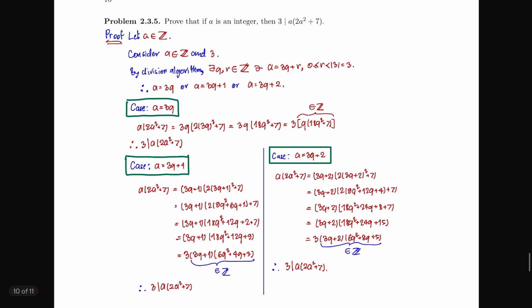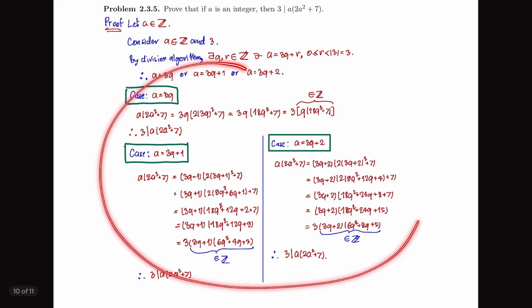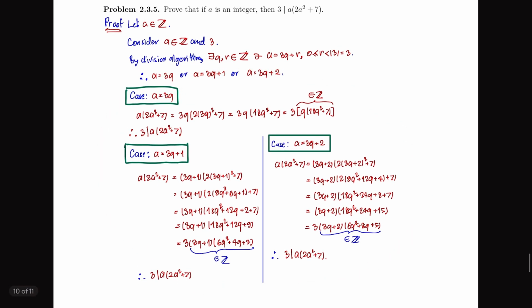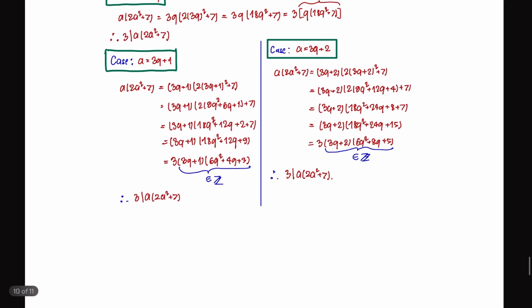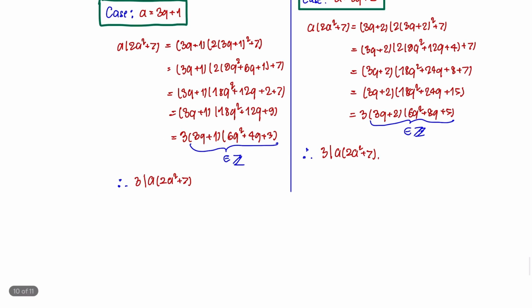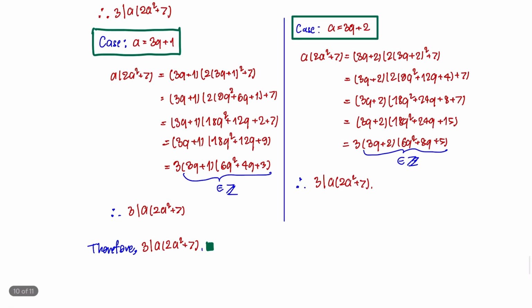So from all of these 3 cases, we have shown that if a is an integer, then we can conclude that 3 divides a times (2a squared plus 7). Okay? And that's it for this video.